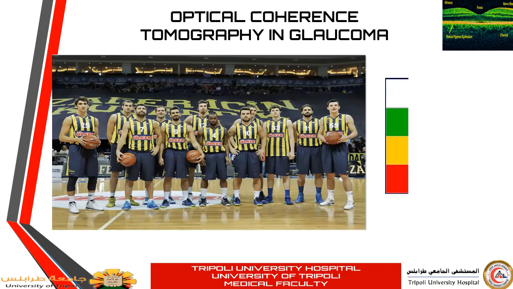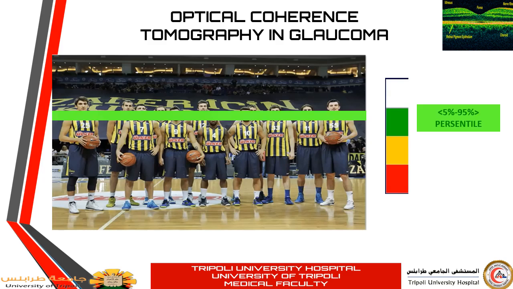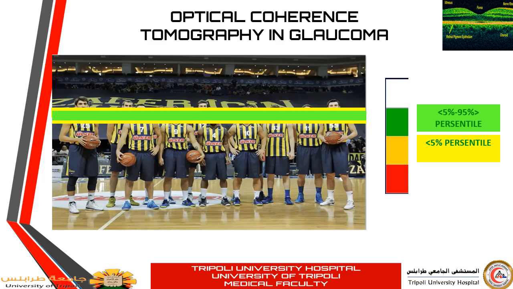Now, to explain more about this color code for the probability, suppose that we have a group, a basketball team, and we make a study on the height of each one. You can see here that between 5 to 95% lies within the green zone. This is the normal range. However, another 5% of the normal people also fall in this zone, but this is a deviation from the 95%.